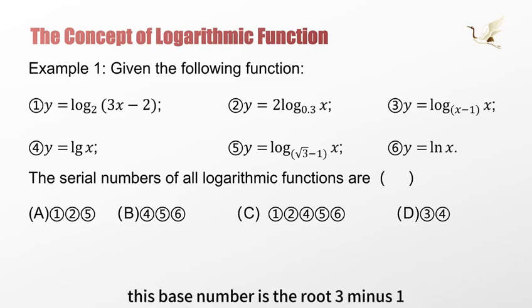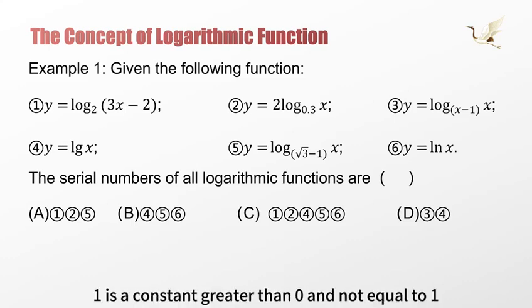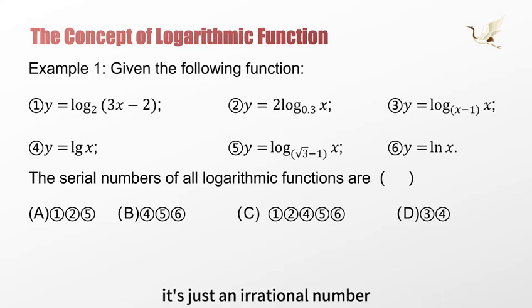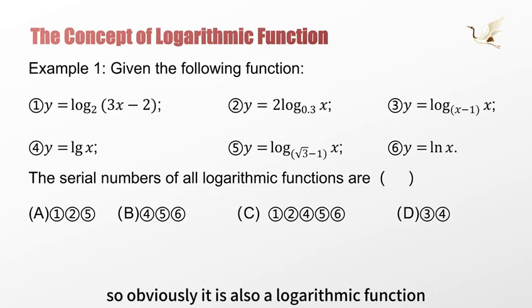What about the fifth one? This base is root 3 minus 1. So obviously, root 3 minus 1 is a constant greater than 0 and not equal to 1. It's just an irrational number. So obviously, it is also a logarithmic function.